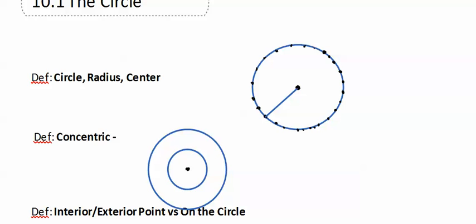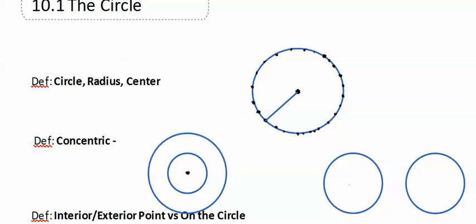We can define two circles to be congruent if they have the same radii. So if I have a circle here that has a radius of 5, and I know a circle over here also has a radius of 5, then we can say that the two circles are congruent.